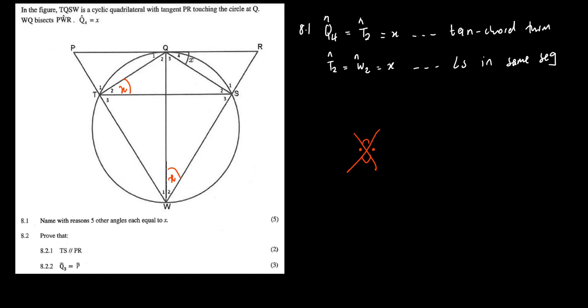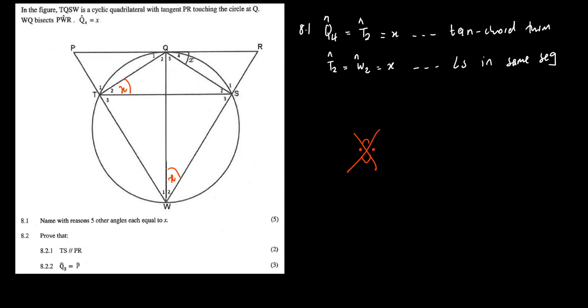You said Q2 and Q3, or Q1 and Q4. Well, that would be true if they told us that, number one, if we knew that there was a center here. If we knew that there was a center here, then yes, this would be 90, this would be 90. But we don't know whether there is a center there.